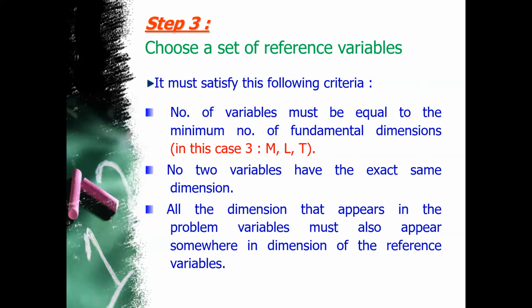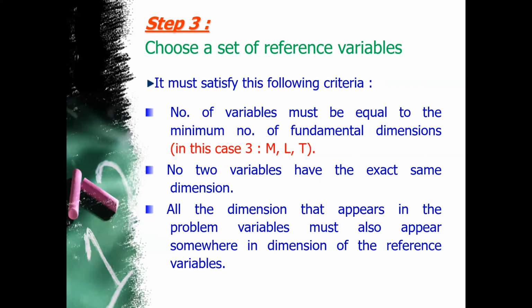Okay, so we know that k is equal to 3, because we have this MLT. So the number of reference variables should be equal to the minimum number of fundamental dimensions, in this case, 3. Usually the reference variables are 3. The second criterion: no two variables have the exact same dimension. When we choose the 3 reference variables, they must have different dimensions.